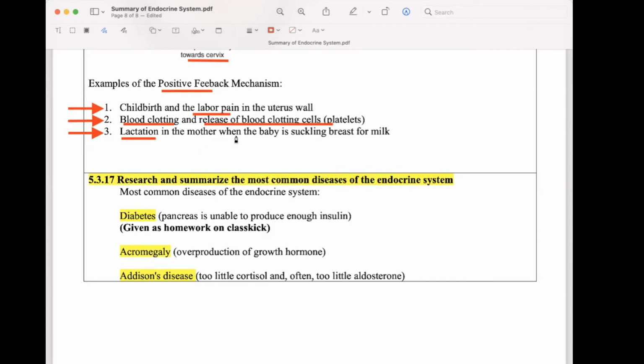Like this, breastfeeding increases as the baby's suckling on the breast increases. The mother can feed the baby, and the milk will come more as the baby suckles more. So this is also called the positive feedback mechanism. These are some of the examples that you have to understand.